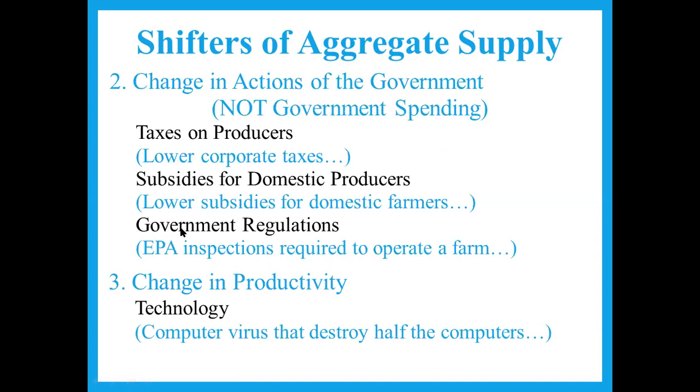Think about GDP. Something needs to be produced. Government spending goes into GDP because something is produced. Taxes and subsidies don't because it's just moving money around. So hopefully that helps you understand that. And the third shifter of aggregate supply would be technology. Technology gets better, supply goes up. We have an issue with technology, supply goes down.